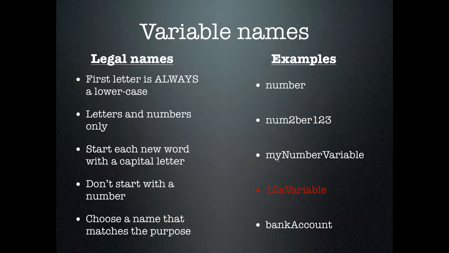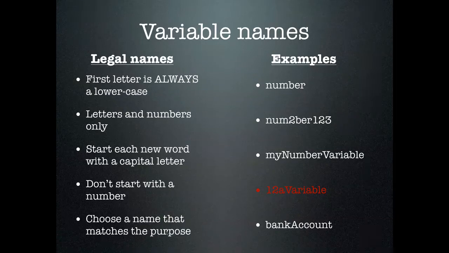You can say we start again with a lowercase because the first rule said we had to. The next word called number will start with a capital N, and the next word again, variable, will be a capital V. And you don't ever start with a number. That's actually illegal to do. Don't ever start with a number. Always start with a lowercase letter.